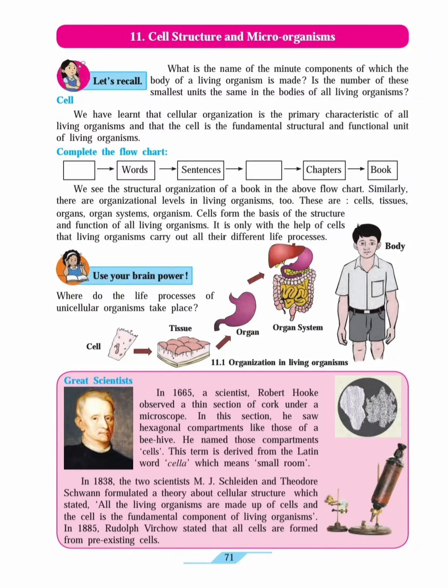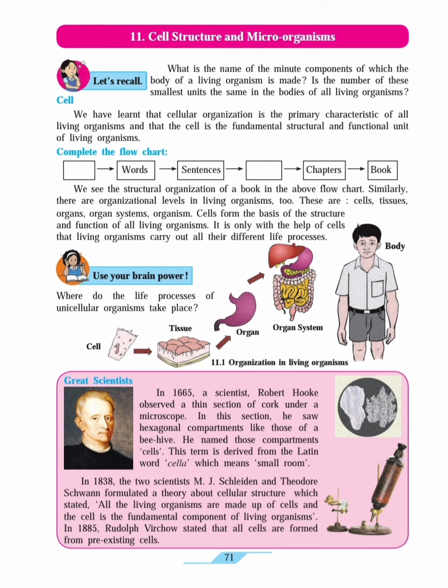Hello, so today we are going to study a new lesson, number 11, cell structure and microorganisms. So let's start with the cell. We have learned that cellular organization is the primary characteristic of all living organisms and that the cell is the fundamental structural and functional unit of living organisms. So our body is completely made up of cells, small cell structures.